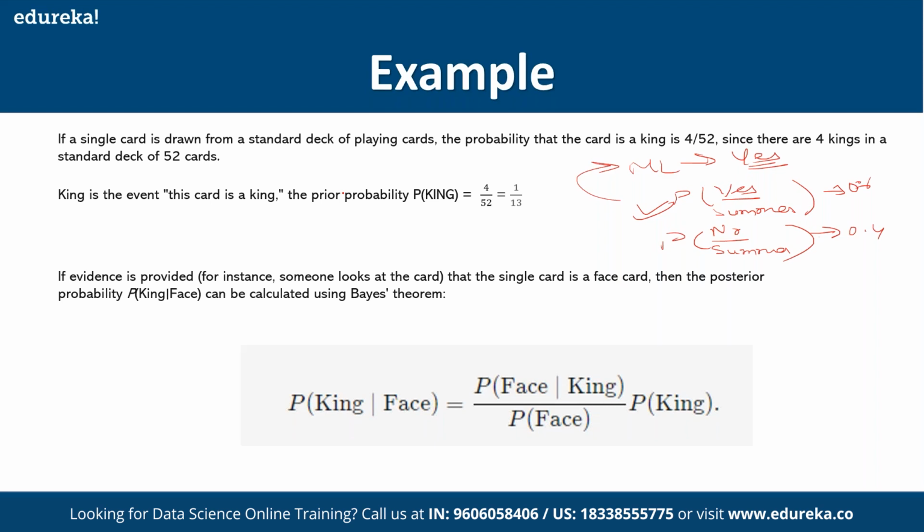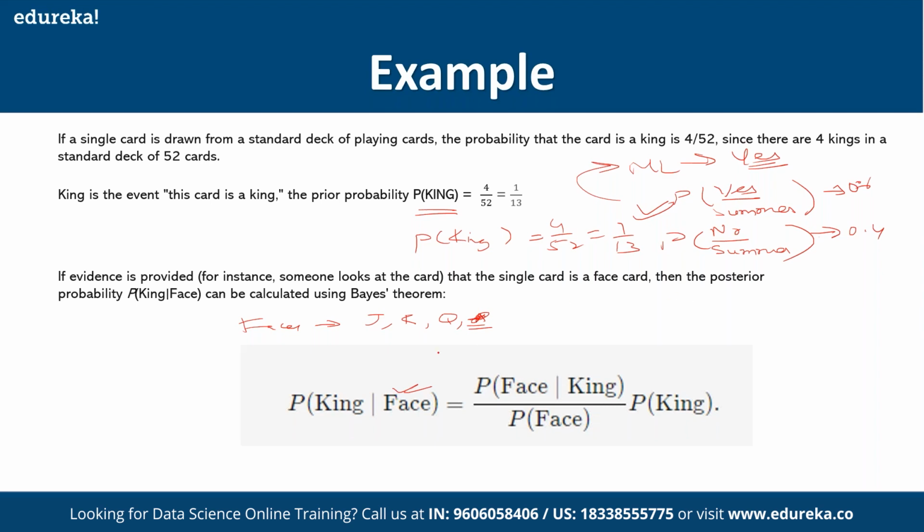Let us also do one more calculation. The probability of you finding a king in a deck of cards is 4/52, which is equal to 1/13. Similarly, I ask you now that you are picking one card, and that card is a face card. You know what a face card is? A face card is J, K, Q, and I guess A also, I don't know, I think A doesn't count as a face card. So J, K, and Q in your deck of cards are your face cards.